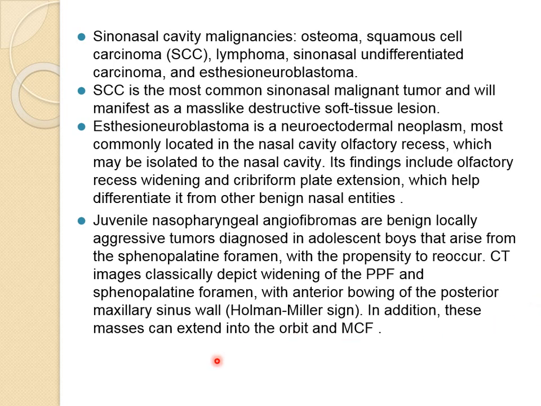With recurrent epistaxis, we will find widening of the pterygopalatine fossa, and anterior bowing of the posterior maxillary sinus wall, the Holman-Miller sign. There may be a mass extending to the middle cranial fossa or to the orbit. Rarely, I have a case where it extends laterally onto the cheek.